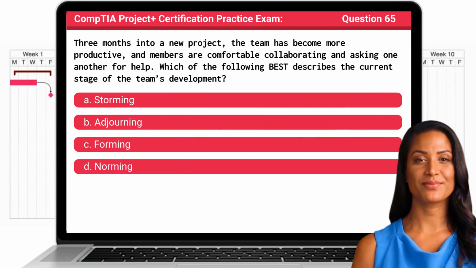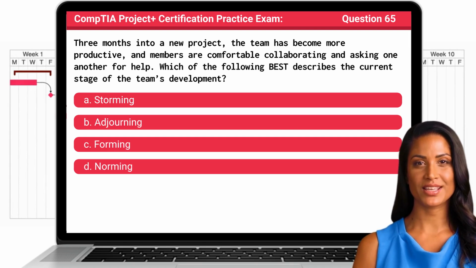Question 65. Three months into a new project, the team has become more productive, and members are comfortable collaborating and asking one another for help. Which of the following best describes the current stage of the team's development?